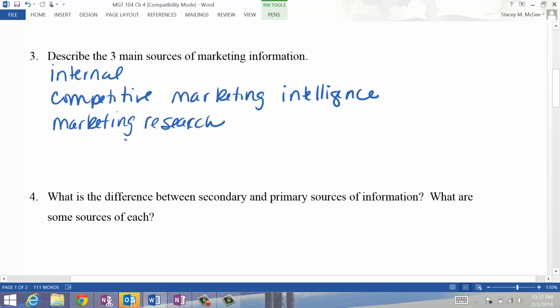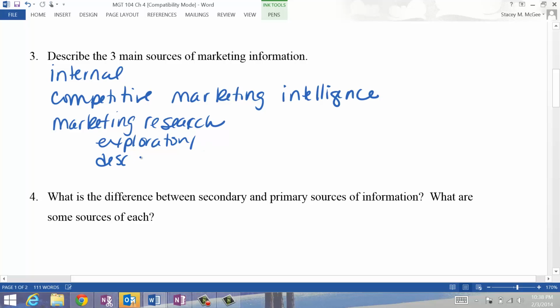So marketing research can be either exploratory information. I'm trying to define the problem. I'm trying to dig down. I don't know yet what I need, and so I'm really just putting some feelers out there and exploring and trying to find the problem here.